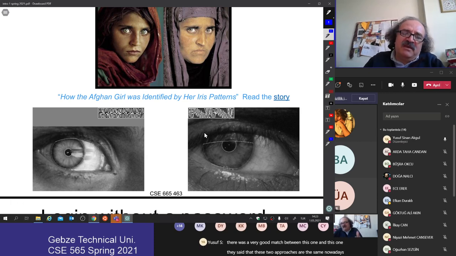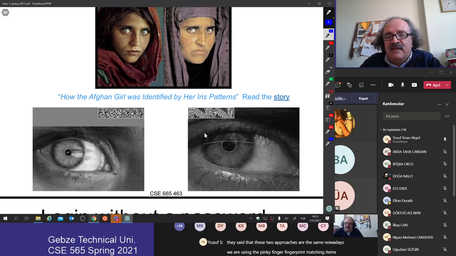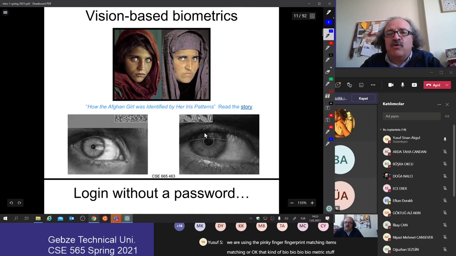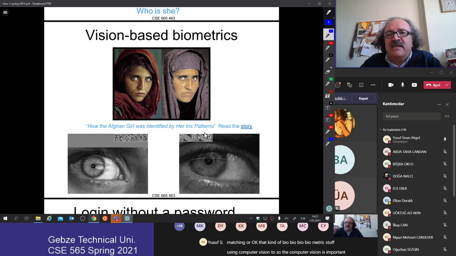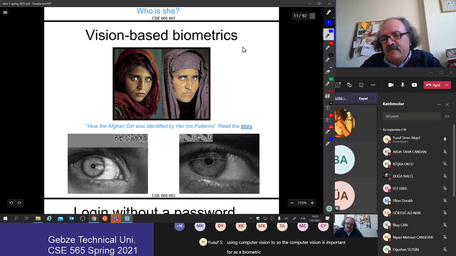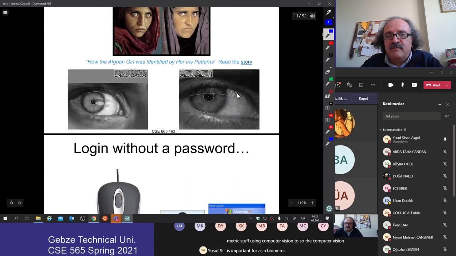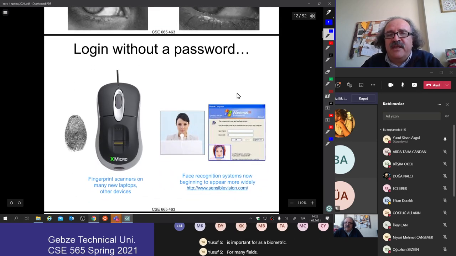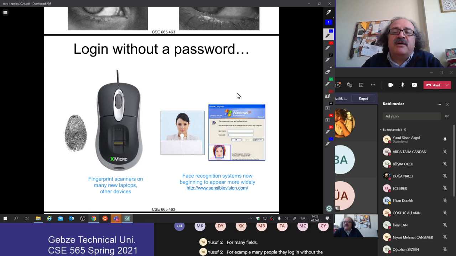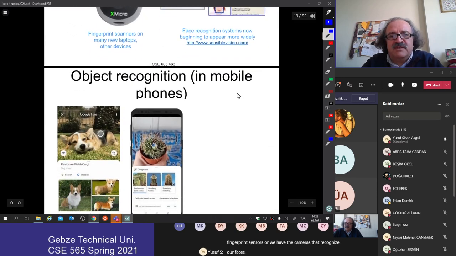Nowadays, we are using fingerprint matching, iris matching. Okay? That kind of biometric stuff using computer vision too. So computer vision is important as a biometric for many fields. For example, many people log in without the password right now, right? Because either we use our fingerprint sensors, or we have the cameras that recognize our faces. So these are our computer vision stuff.